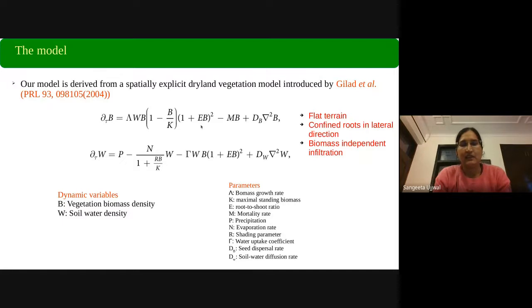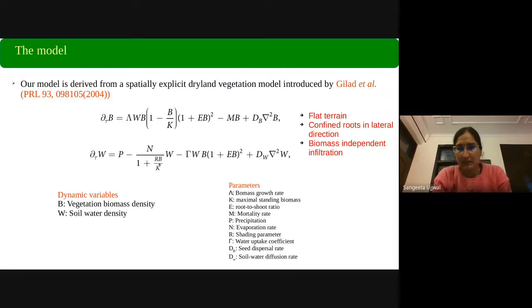This capital E represents the root to shoot ratio in the plant. Capital M represents mortality, the rate of mortality. DB is the diffusion coefficient for the seed dispersion. In the water equation, P represents precipitation. Capital N represents the evaporation rate. This evaporation is from the soil and reduces the water content in the soil.